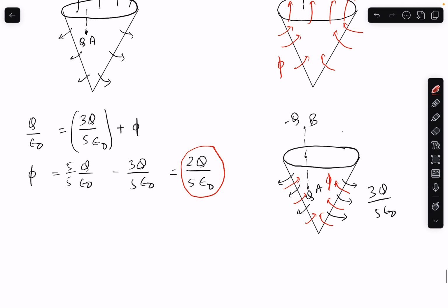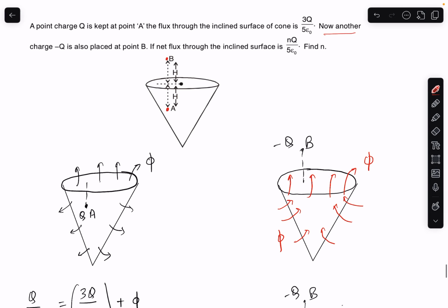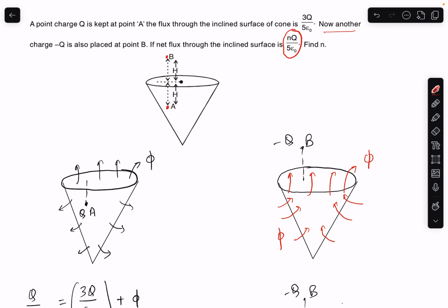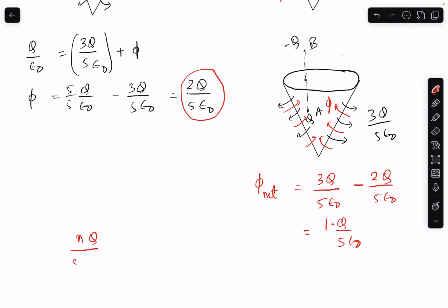So now the total flux through the inclined surface, phi net, will be 3q by 5 epsilon naught due to the positive charge, and due to the negative charge it is 2q by 5 epsilon naught in magnitude, and in direction it is opposite to 3q by 5 epsilon naught. So minus 2q by 5 epsilon naught. The final result will be q by 5 epsilon naught, which we can write as 1 into q by 5 epsilon naught. If you compare it with the given flux n q by 5 epsilon naught, you will get the value of n as 1. So this is the answer.